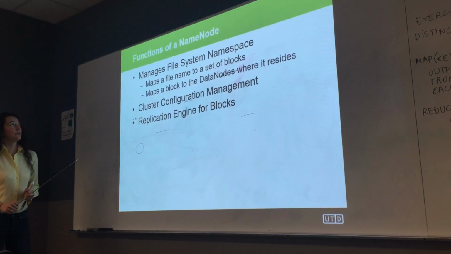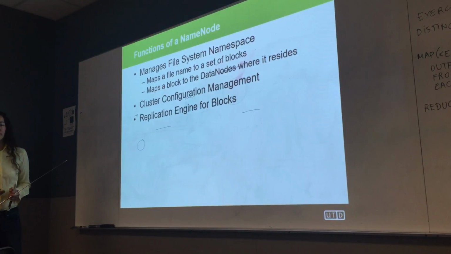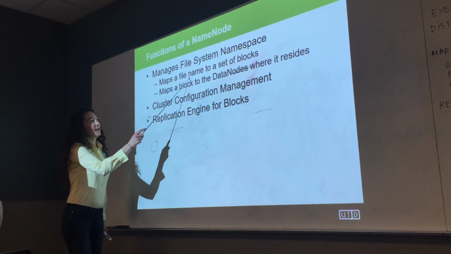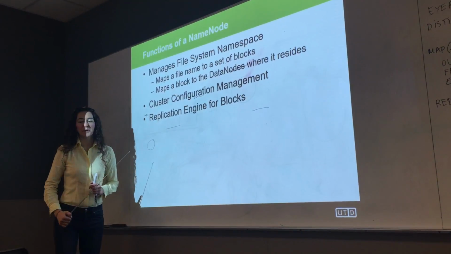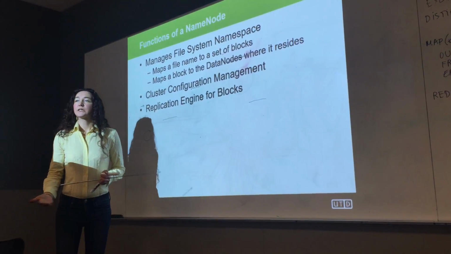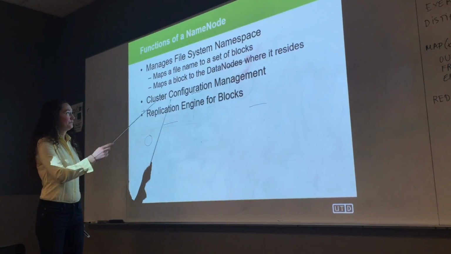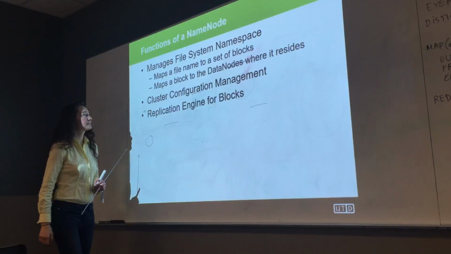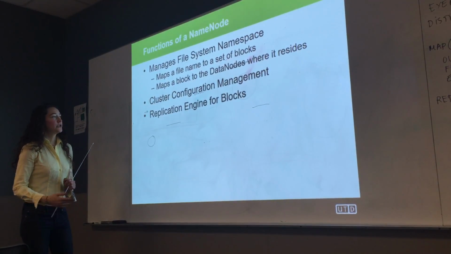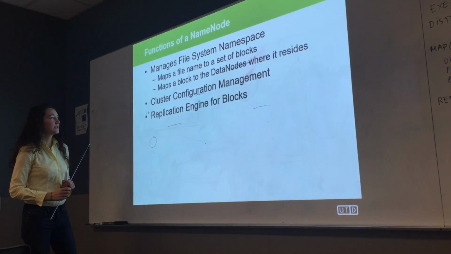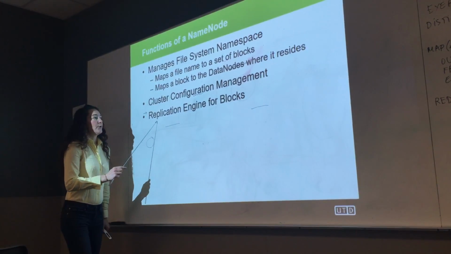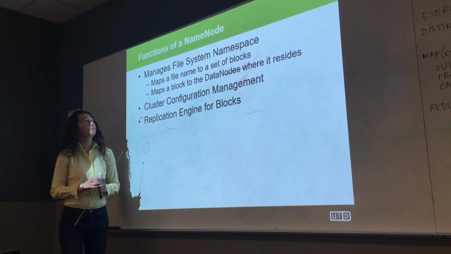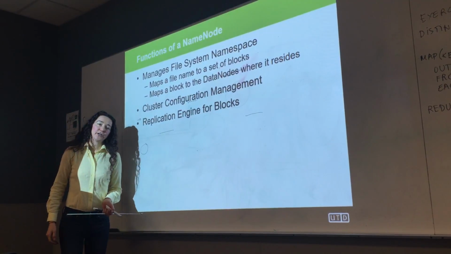So what are the functions of the name node? It manages the file system namespace. For this entire cluster, the name node maps a file to the set of blocks that are part of this file, because the file could be bigger than one block, so it's going to be broken into multiple blocks. And then it maps the block to a data node where it will be stored. Also, it manages the configurations of the cluster, and how many times the blocks will be replicated and where the copies will be placed. So this is a very important function.